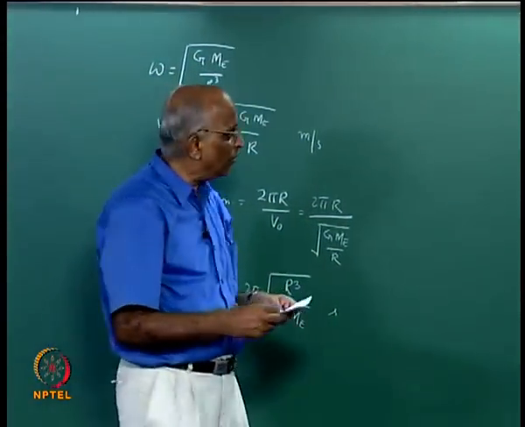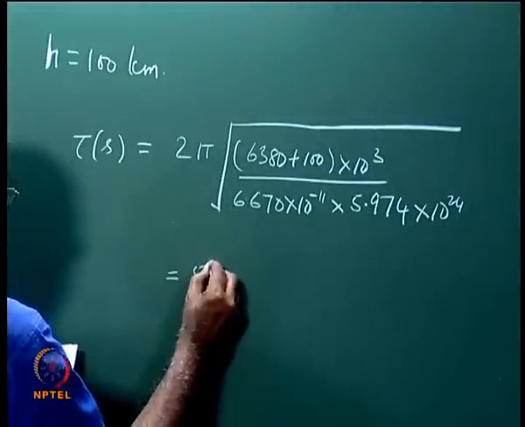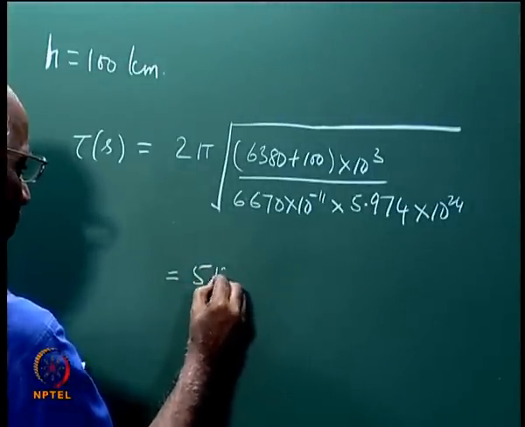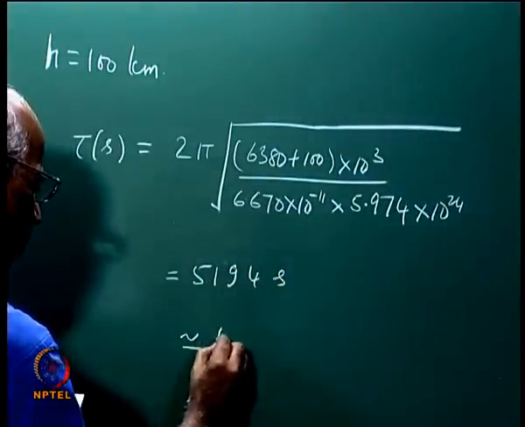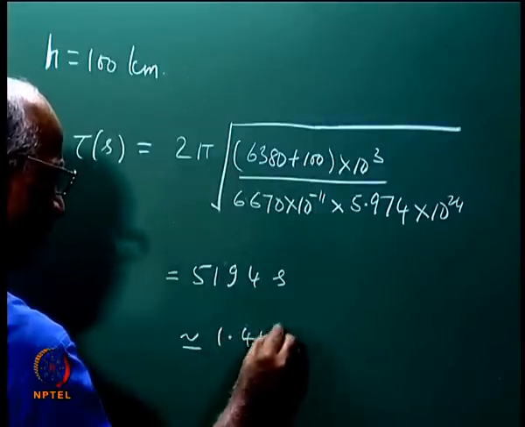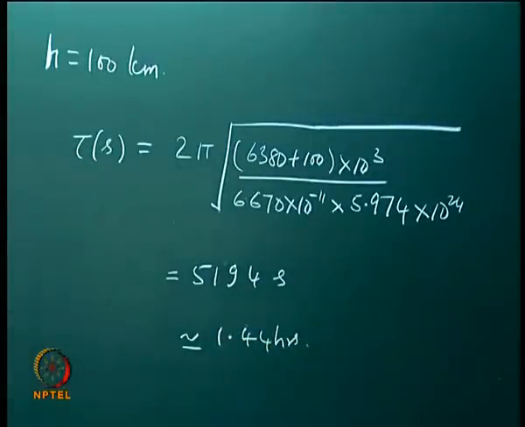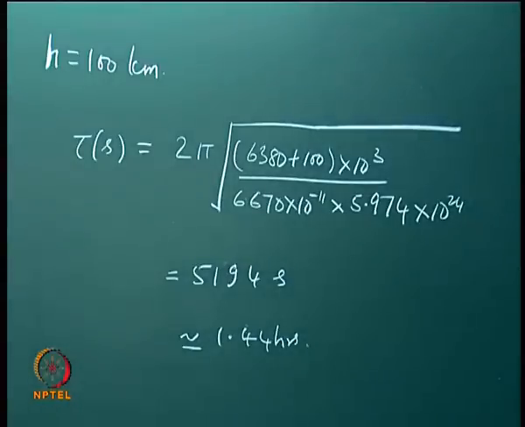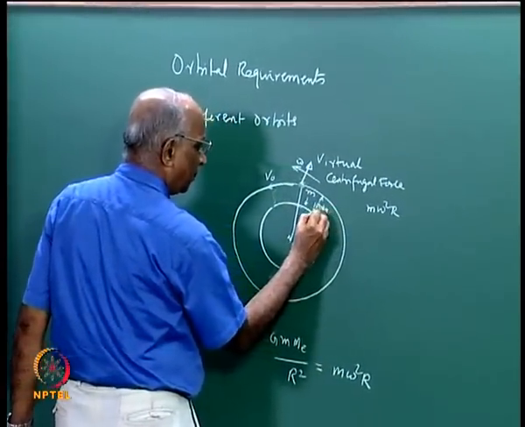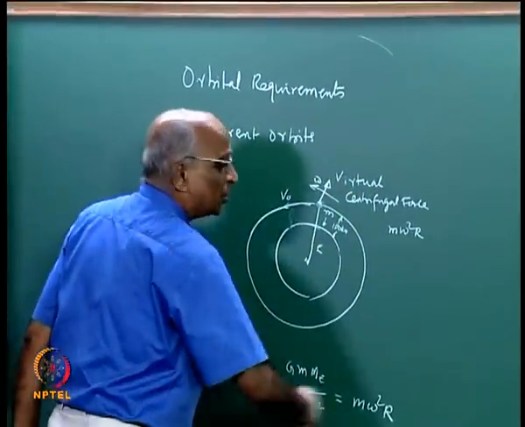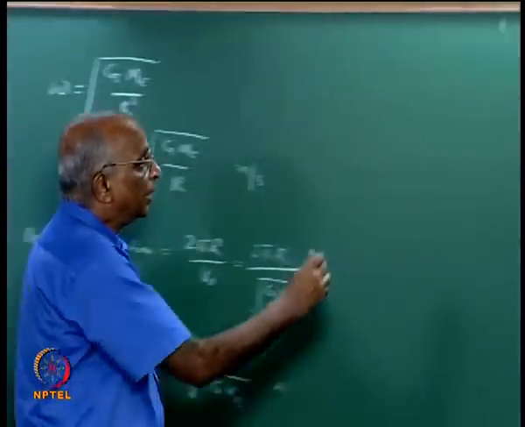When I calculate the value, I find this comes out to be something like 5194 seconds, or something like 1.44 hours. Therefore, now I say instead of 100 kilometers above the earth, I go to a distance, let us say, 50,000 kilometers above the earth, and now I ask what is the value of the time period.